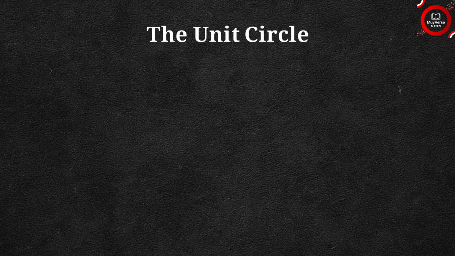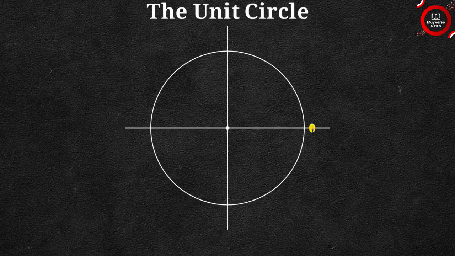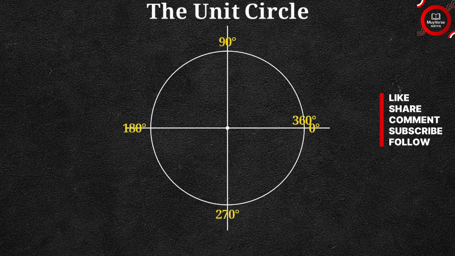Let's draw a large unit circle centered at the origin on the x and y axes. Now we label the key angles: 0 degrees, 90 degrees, 180 degrees, 270 degrees, and 360 degrees. The unit circle always has radius 1. So the arrow from the center to the circle is length 1, no matter the angle.